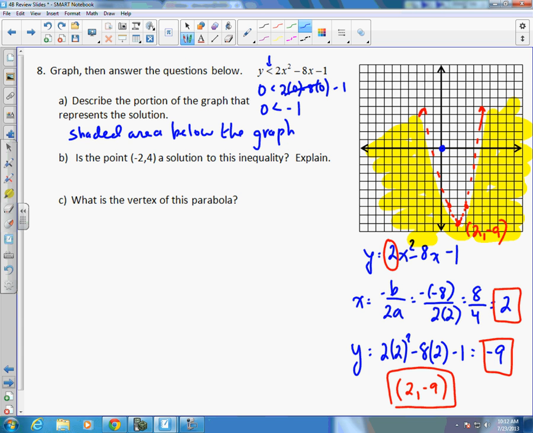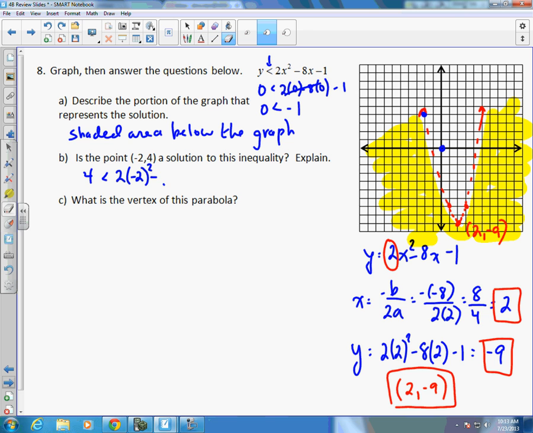B, is the point negative 2, 4 a solution? So I find negative 2, 4. Is negative 2, 4 a solution to the inequality? Explain. So what I'm going to do is plug it in to the inequality and see what happens. The inequality is y is less than 2x squared minus 8x minus 1. So I'm going to plug the point in and see if I get a true statement or a false statement.